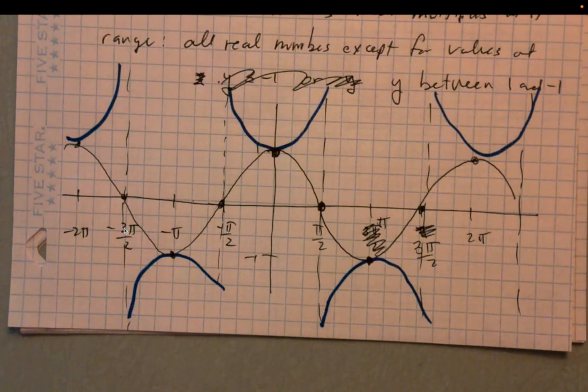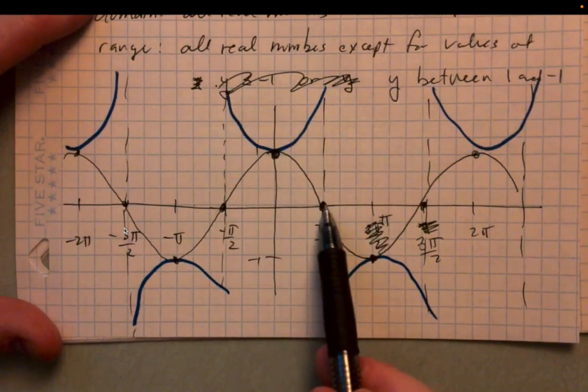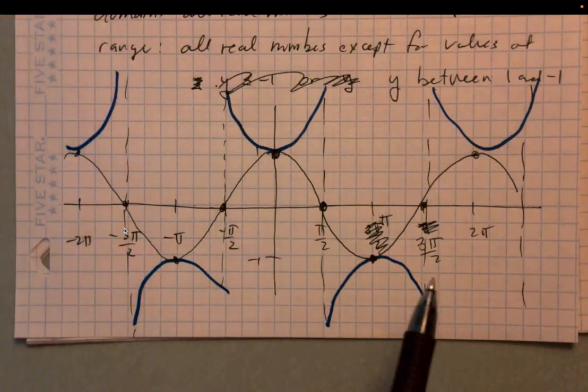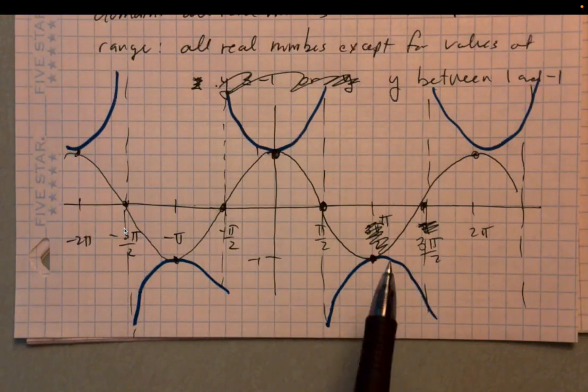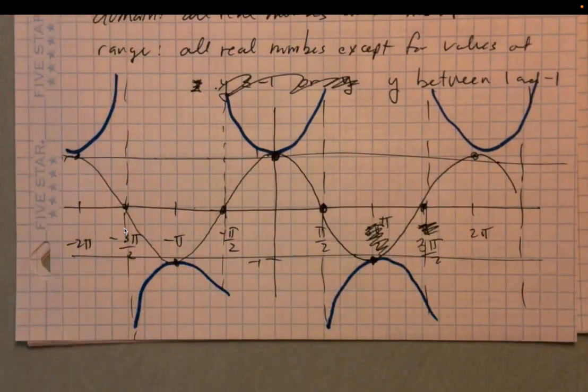Okay, and so all of the same properties hold for the secant as before. Period is 2 pi. The domain is all real numbers, except for, in this case, multiples of pi over 2 instead of pi, right? Because the cosine is 0 here and here. And the range is going to, again, be all real numbers, except for the real numbers in that band right there.